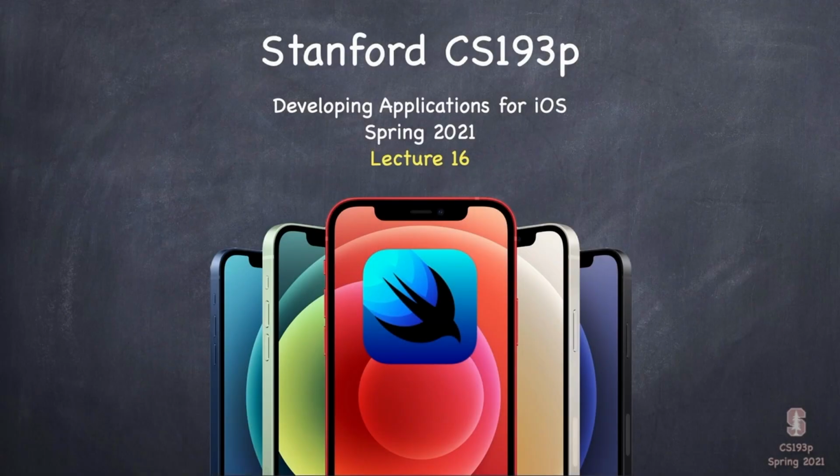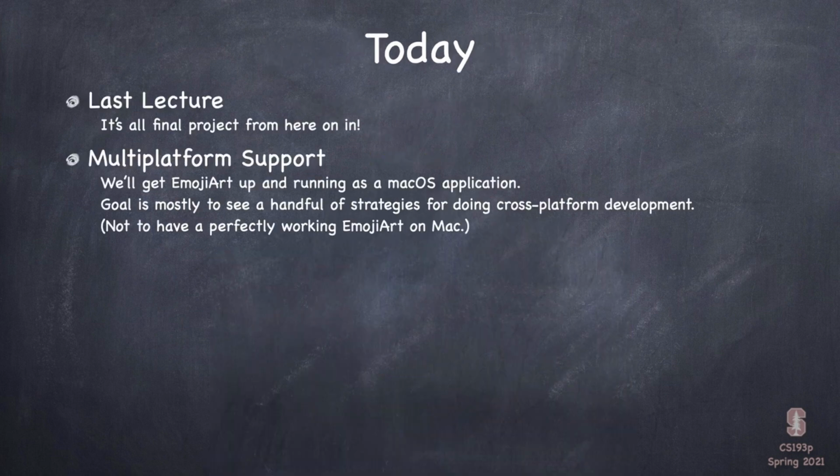Welcome to the 16th and final lecture of Stanford CS 193P, spring quarter of 2021. It's all final project for all of you from here on in. This is week 2 of this 3-week project, so hopefully you've made significant progress. This lecture is going to be all about multi-platform support. Specifically, we're going to get Emoji Art up and running on the Mac as a native Mac OS application.